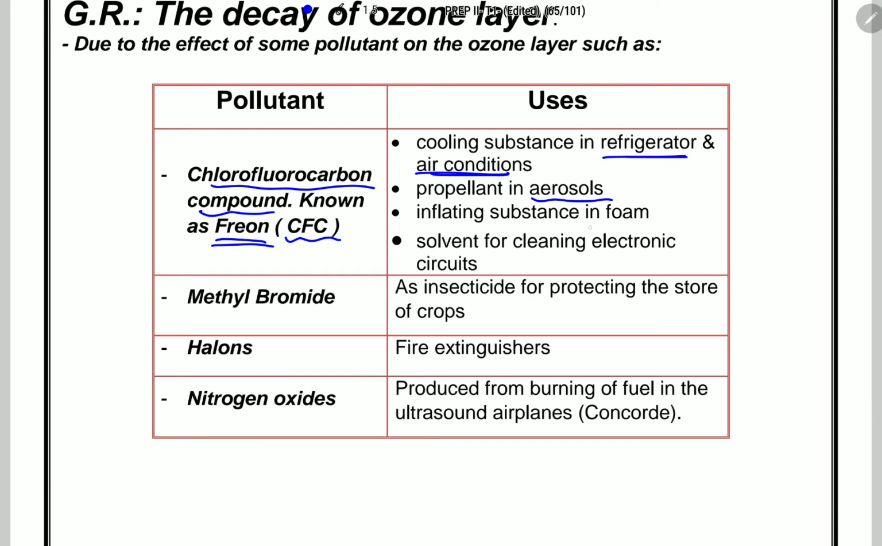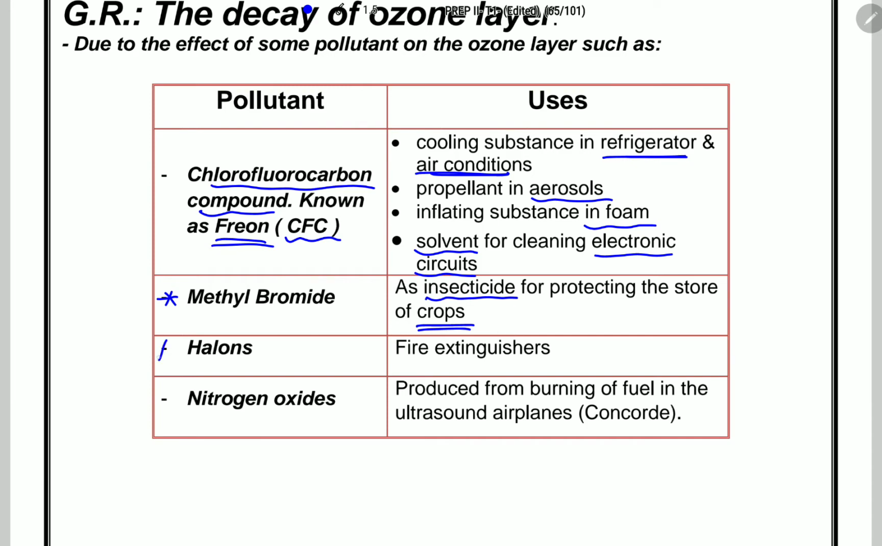We can use it in making foam. We can use it as a solvent to clean electronic circuits like computers. Also, we have another pollutant for the ozone layer, which is called methyl bromide. And this one is used as an insecticide to protect stored crops.